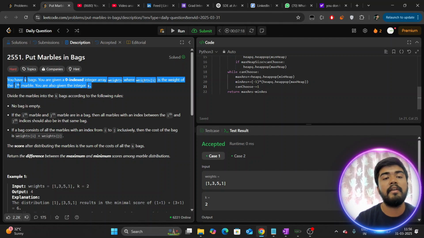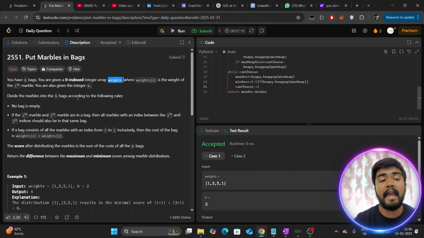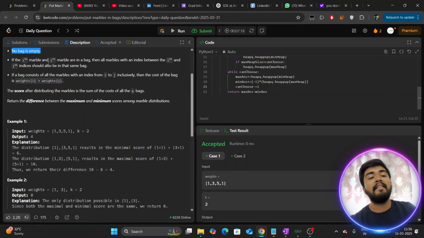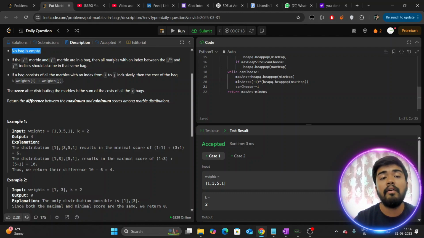So they have given a weights array, where weights[i] is the weight of the ith marble, and they have given k bags to us. Now we have to divide the marbles into the k bags according to the following rules. The first rule is no bag is empty, so we have to put at least one marble in each of the k bags. And if the ith marble and the jth marble are in a bag, then all the marbles with an index between i and j should also be in the same bag.